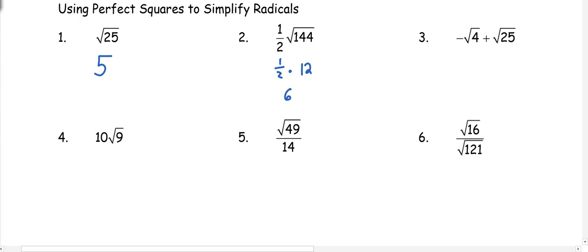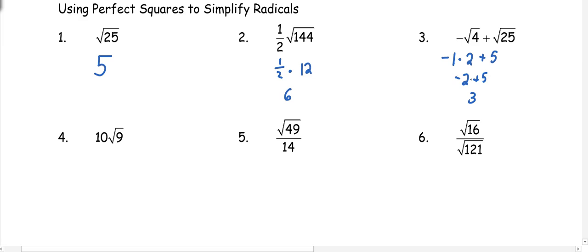In number 3, we have negative square root of 4 plus the square root of 25. So we're going to break down these square roots first. We have a negative that just comes back out. The square root of 4 is 2, so we have negative 1 times 2. And then we're also going to do the square root of 25, which is 5. So now that we just have numbers without square roots, we're going to do our order of operations. Negative 1 times 2 is negative 2, plus 5 gets us 3.